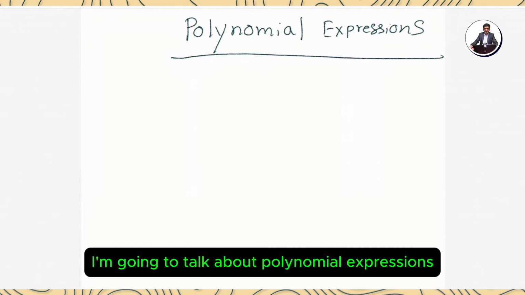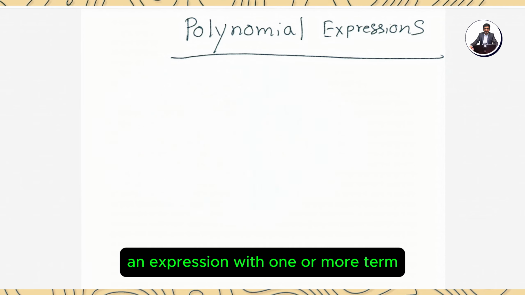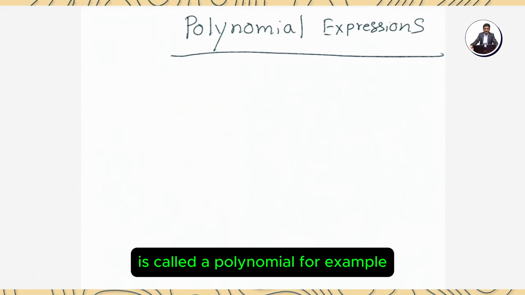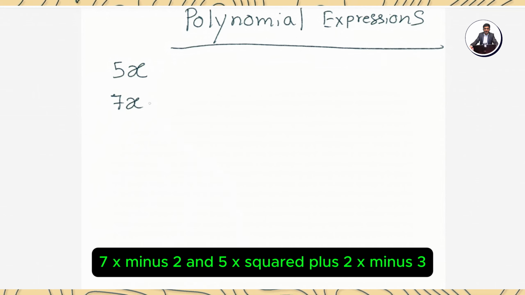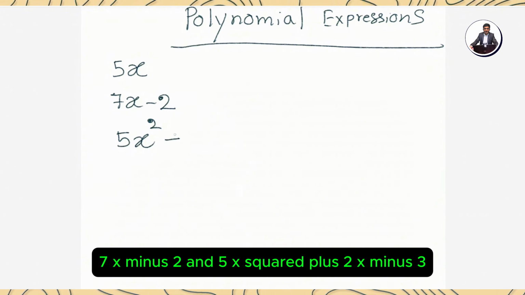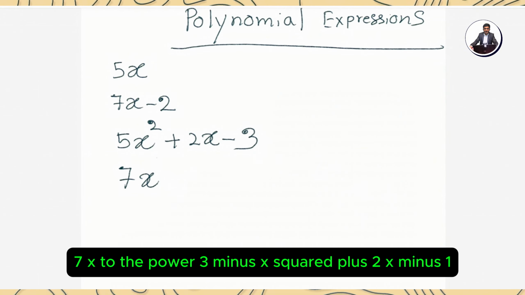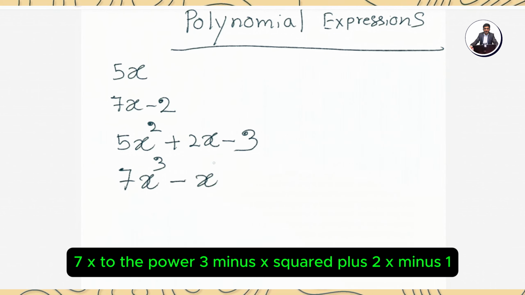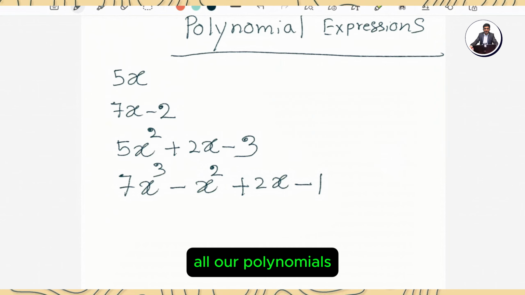This session, I'm going to talk about polynomial expressions. An expression with one or more terms is called a polynomial. For example, 5x and 7x minus 2 and 5x squared plus 2x minus 3, 7x to the power 3 minus x squared plus 2x minus 1, all are polynomials.